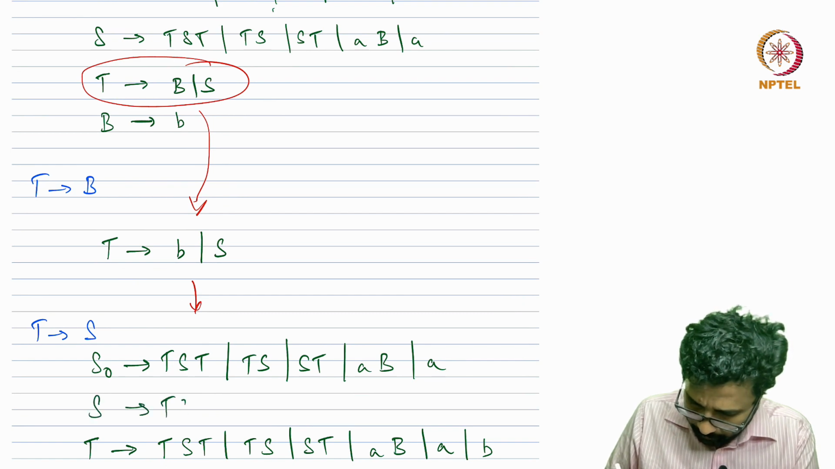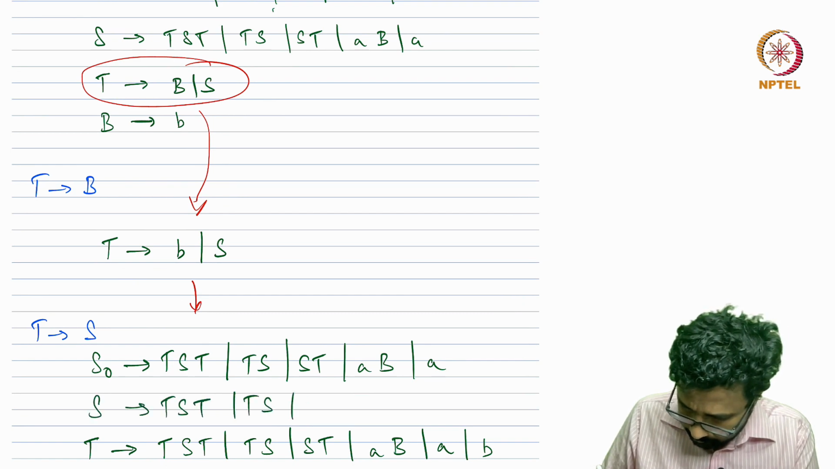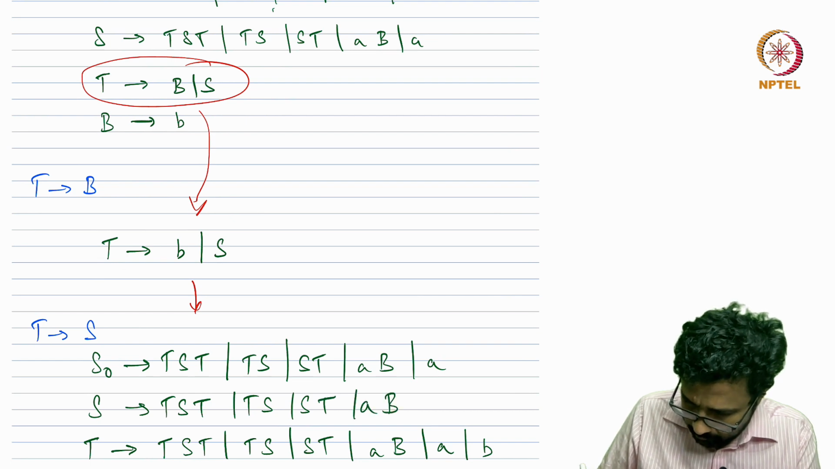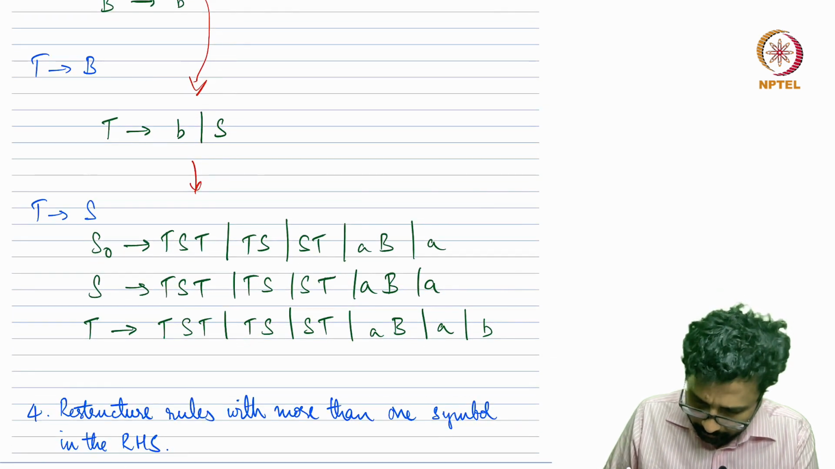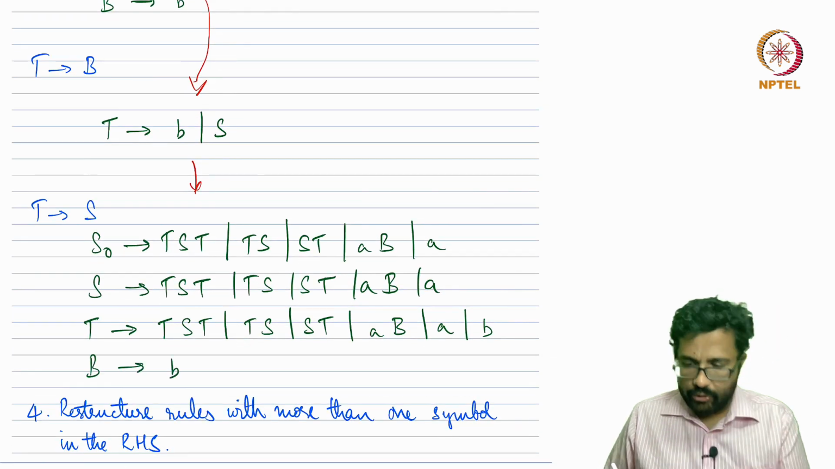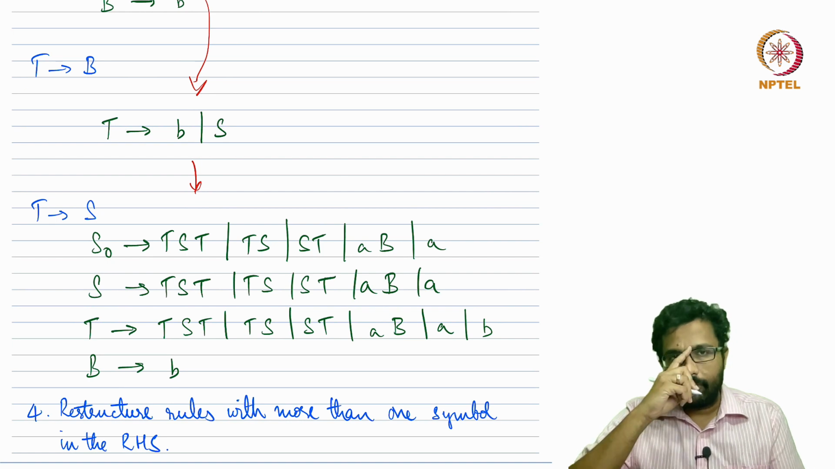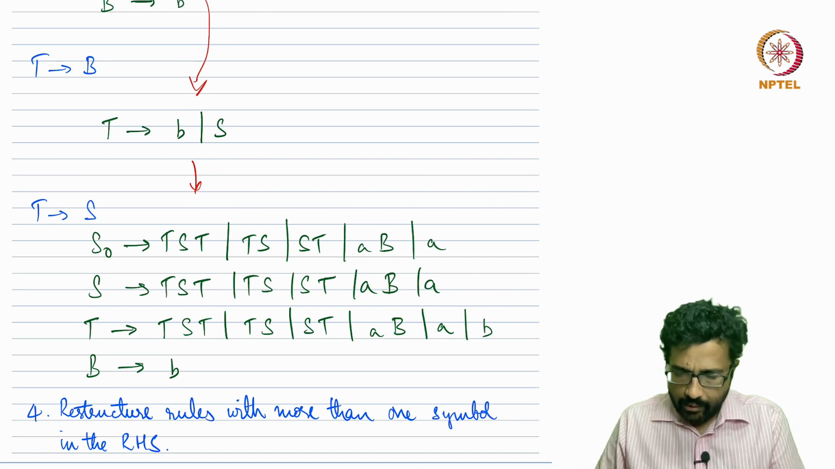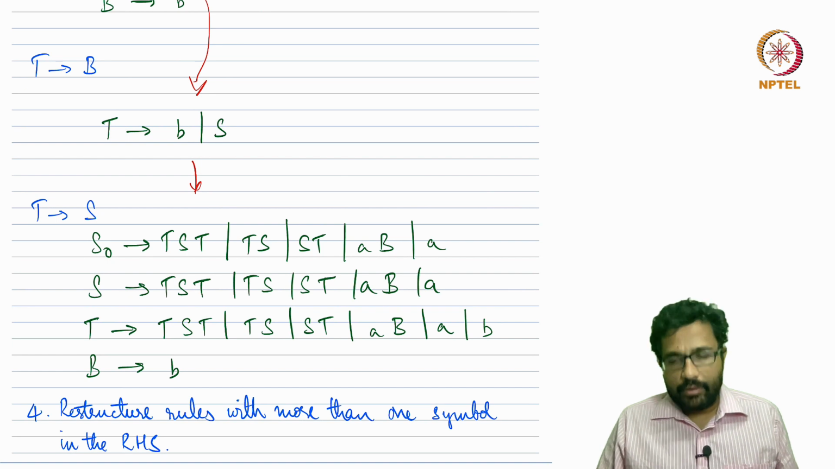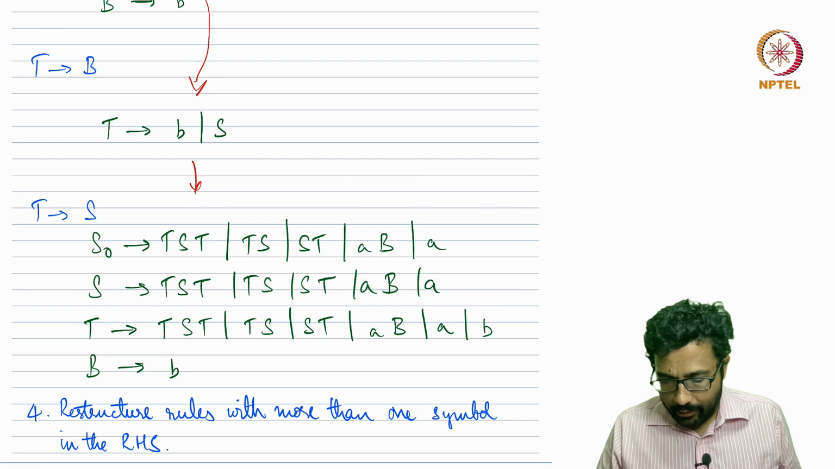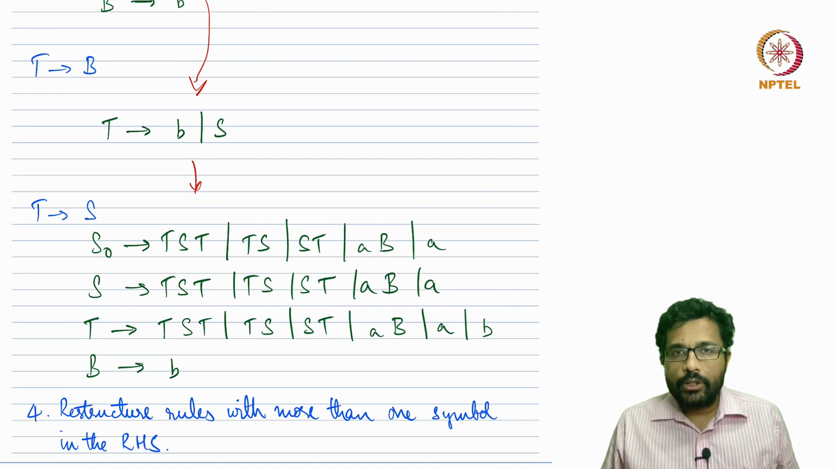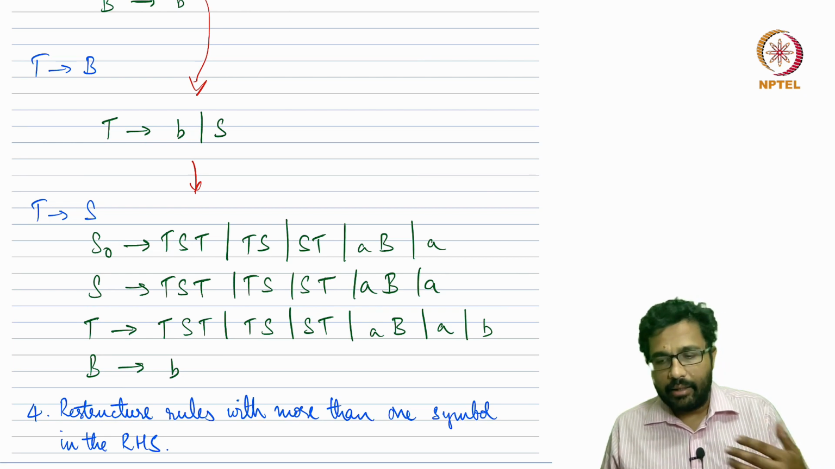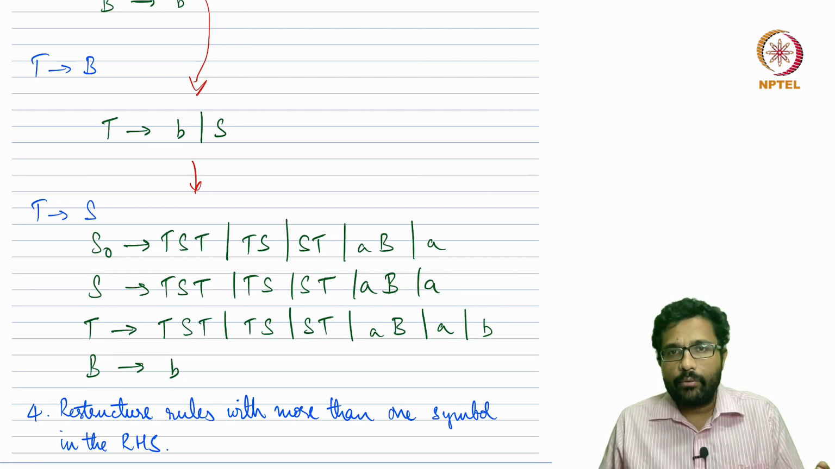S gives the same thing. And finally, we have B gives small b. So this is the entire grammar now. S0 gives this. So now we have taken care of the start variable not appearing in the right side. We have taken care of rules that are deriving the empty string. We have also taken care of rules of the type A gives B, where A and B are variables, so where exactly one variable is produced.